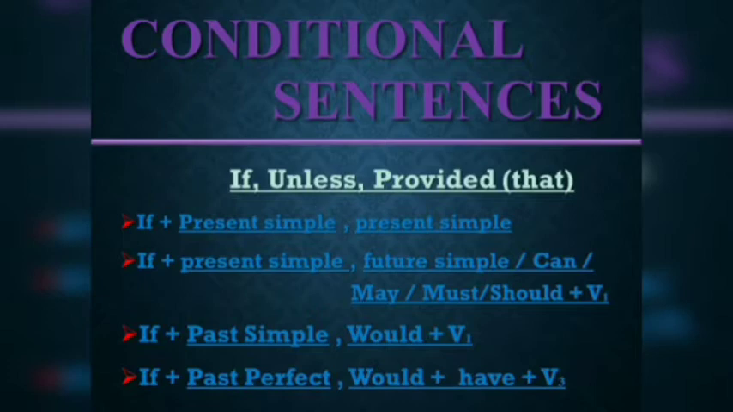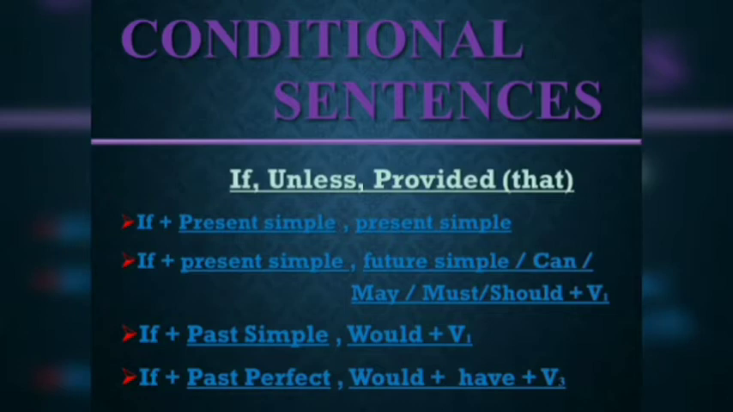For example, if you warm water, it starts boiling at 100 degrees Celsius. Second sentence, if you throw something upwards, it comes down again. Next sentence, if we grow in age, we grow in experience also. So these sentences, if you have noticed, are conveying a kind of fact, truth and proverb. So we can simply use here present simple tense in both the clauses.